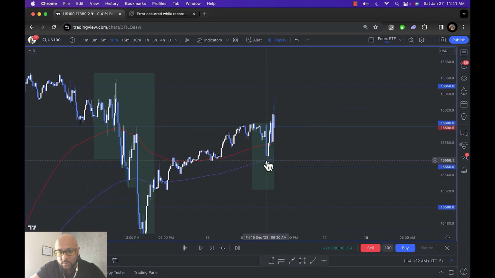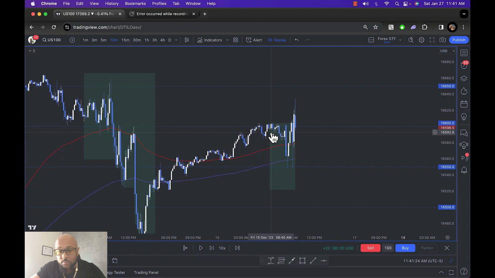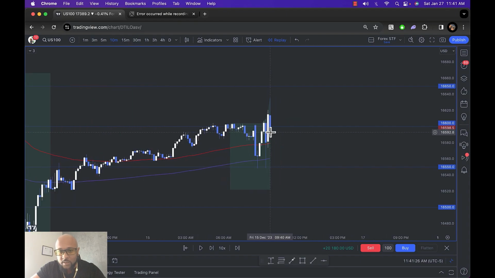200 rejection. Price moved up. Let me make this bigger. I want no confusion. Hit 200 EMA at 8:40 a.m. Price moved up in our direction. You have 1, 2, 3 candles closing above the EMAs, so you can enter here.